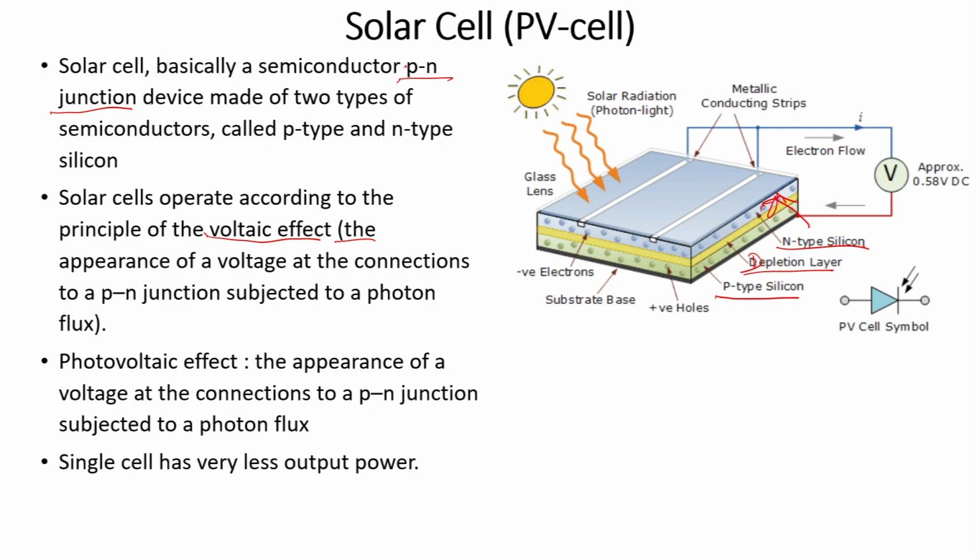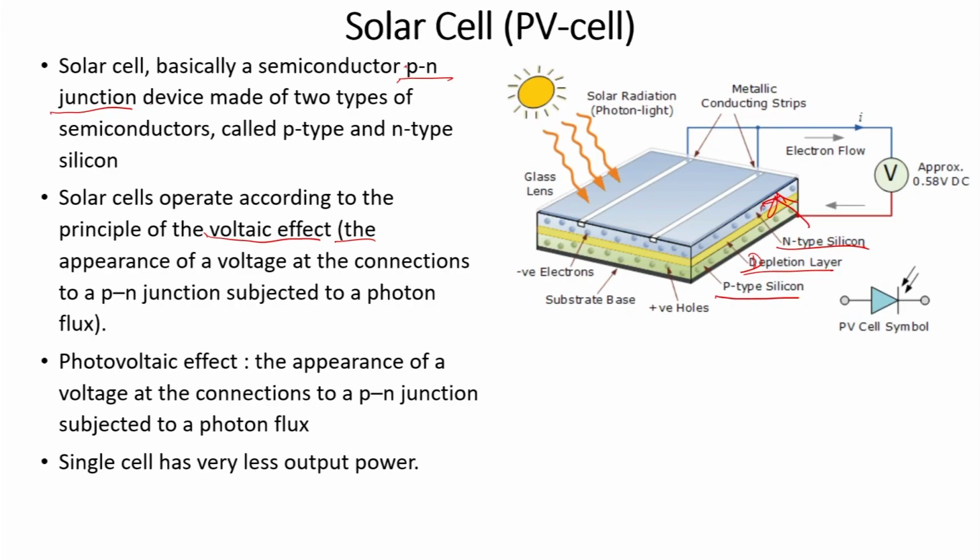Now, a single cell has very low output power. So, in order to increase the power, the photovoltaic cells are put in the form of arrays, a rectangular array, and those arrays you can put in series as well as in parallel to get the desired power. This series and parallel combination is used to maximize the power.